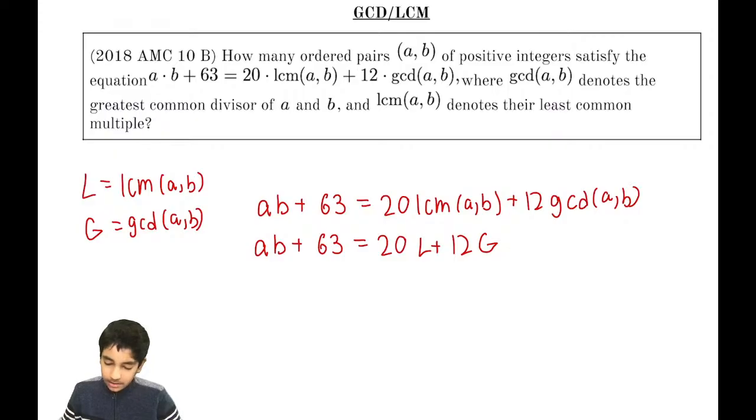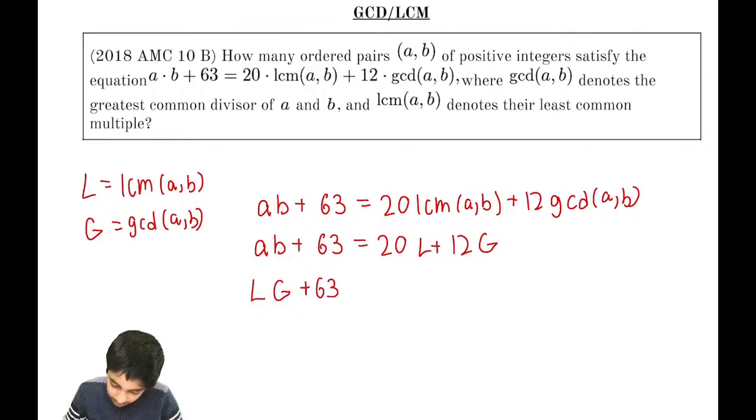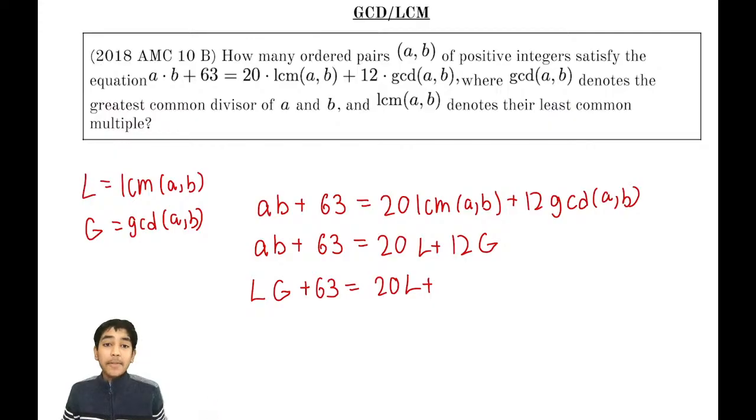So now what? Well, now we have a bunch of variables here, so we want to use fewer variables. In order to do that, what we can notice is that AB is just going to be the LCM times the GCD. So this is equal to LCM times GCD plus 63 equals 20L plus 12G. Because remember, we learned that the LCM times the GCD is just equal to the product of the numbers. Remember learning that in the other class. So 20L plus 12G.